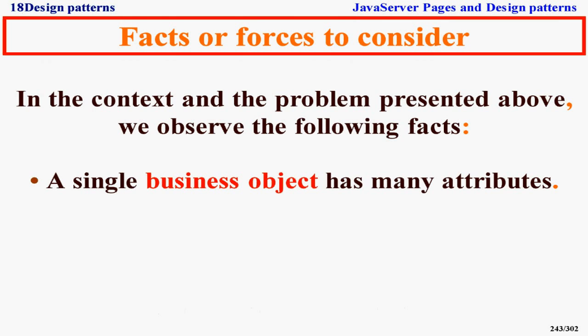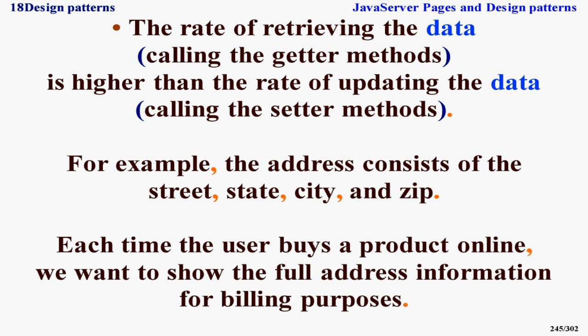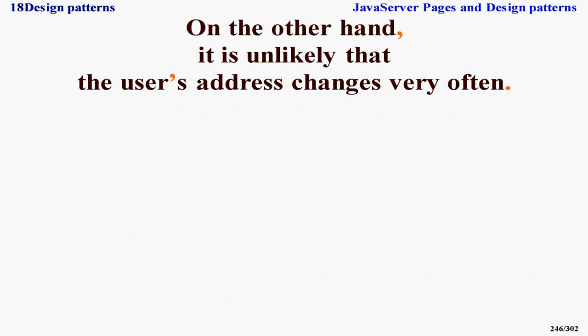Facts or forces to consider. In the context and the problem presented above, we observe the following facts. A single business object has many attributes. Most of the time, the client requires values for more than one attribute simultaneously rather than just an individual attribute. The rate of retrieving the data calling the getter methods is higher than the rate of updating the data calling the setter methods. For example, the address consists of the street, state, city, and zip. Each time the user buys a product online, we want to show the full address information for billing purposes. On the other hand, it is unlikely that the user's address changes very often.